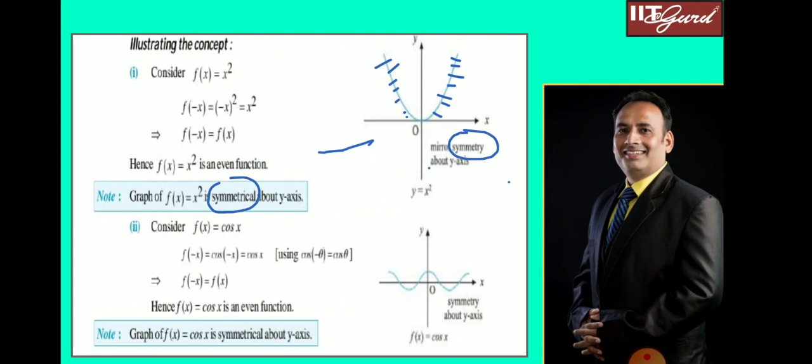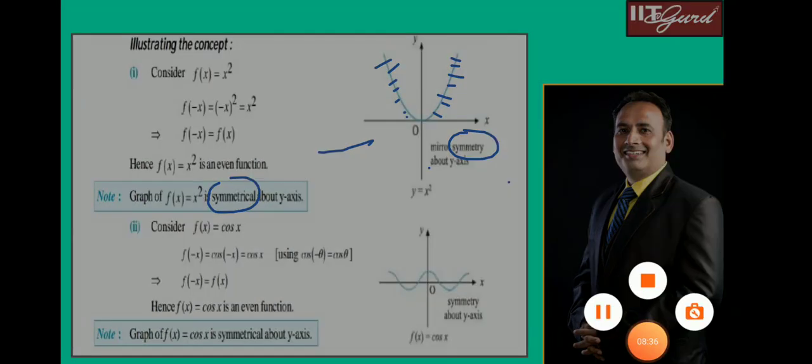If you come to trigonometry, then what do you find? Cos x and sec x, both of them are even functions. Okay.